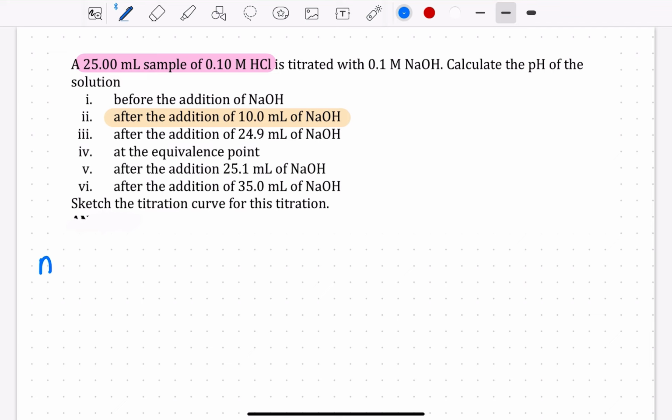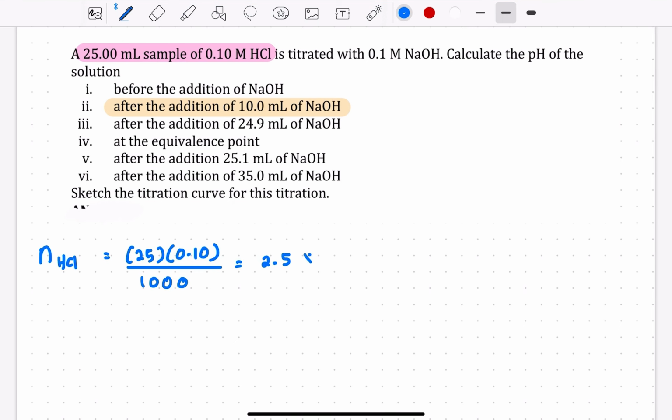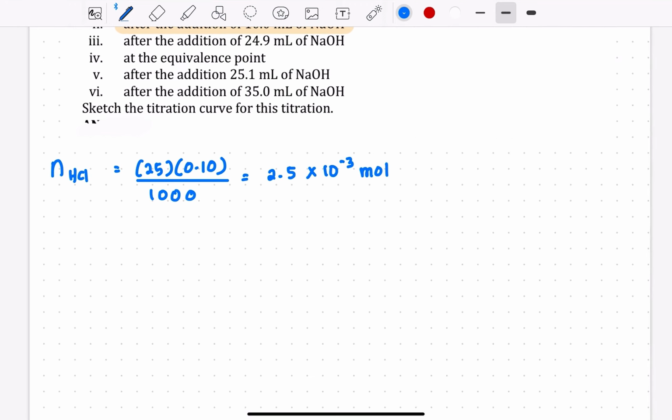So let's start by calculating the number of mole for hydrochloric acid, which we have 25 mL. I'm going to use MV over 1000, 0.10. Get this, and we're going to get 2.5 exponent negative 3 mole. Okay, so this is the number of mole for hydrochloric acid.